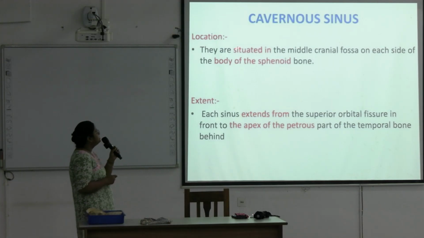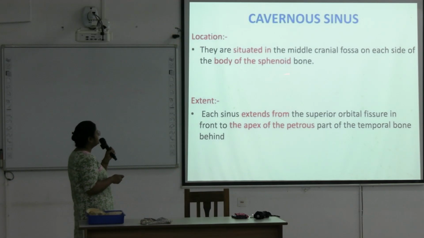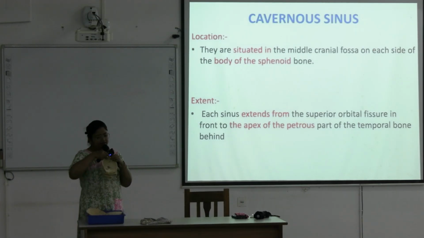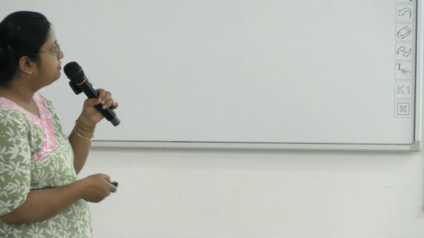Location. They are situated in the middle cranial fossa on each side of the body of the sphenoid bone. Here, this is the body of sphenoid. On the two sides of the body of sphenoid lies the cavernous sinus. What is the extent? Each sinus extends from the superior orbital fissure.